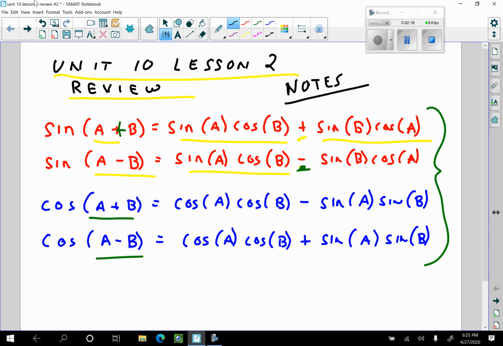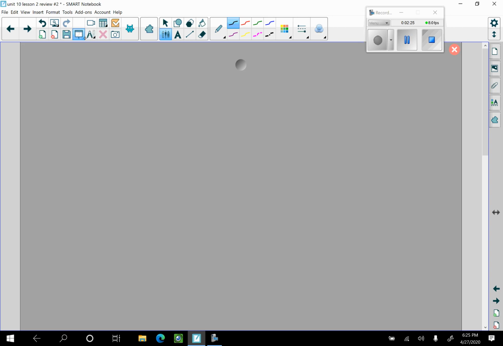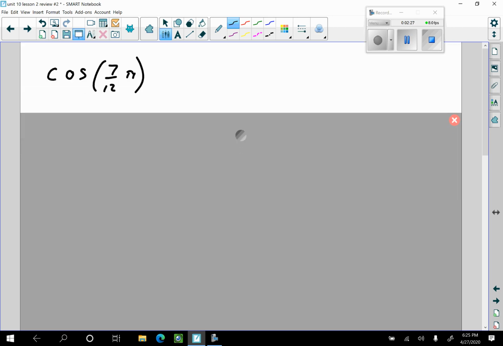Okay, so let's go on to the very first example using the sum and difference formulas for sine and cosine. So example number 1, let's say for a moment that I want to find the exact value, and this is key here, I want to find the exact value of the cosine of 7/12 pi. And again, like we did in last week's video, 7/12 pi is not one of the nice angles on the unit circle.